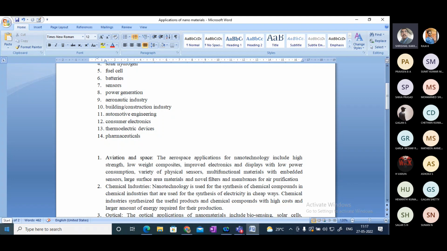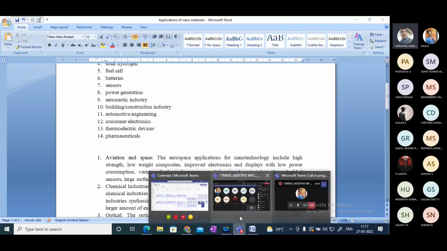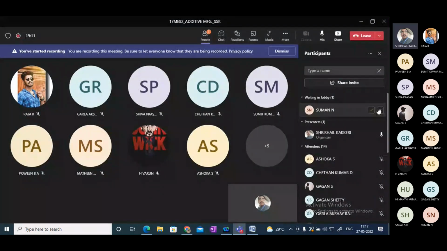And the consumer electronics and automotive engineering. Automotive engineering, can anyone tell me where in automobiles you can use nanomaterials at any application level? Anyone can tell me? Can you tell me?